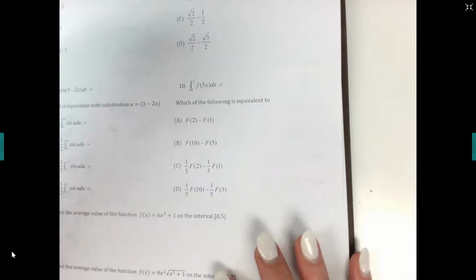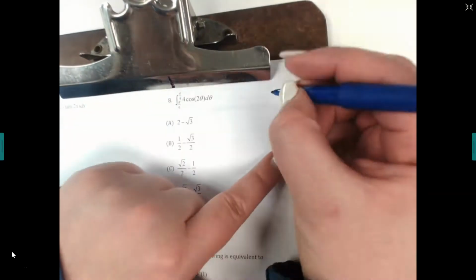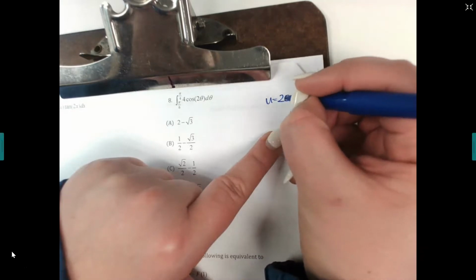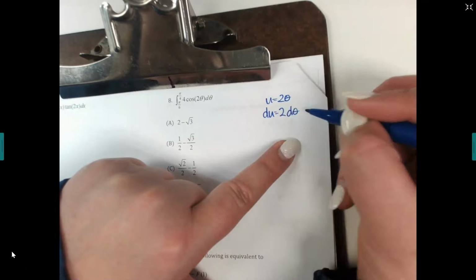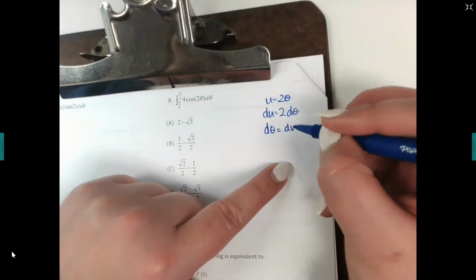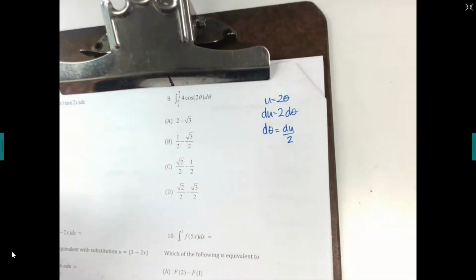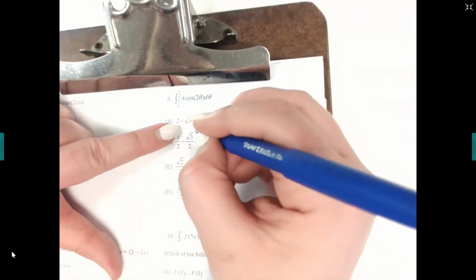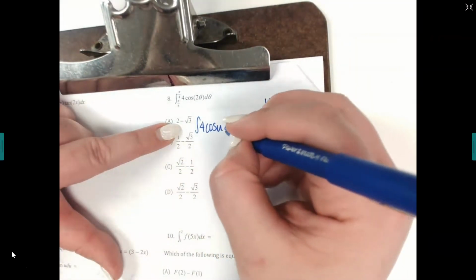8 with the trig. What would you pick as your u for number 8? Okay, 2 theta, good. So u is going to be 2 theta. What does that make du? 2 d theta, good job. Which means d theta is du over 2, right? Okay, rewrite your integral. So I have 4 cosine u, and then I have a du over 2.